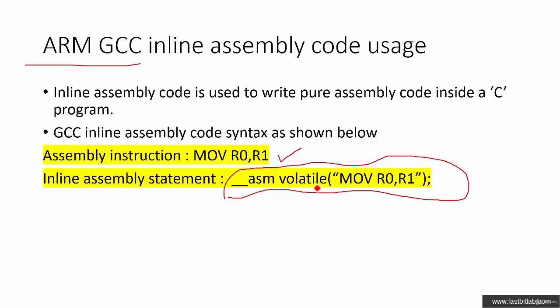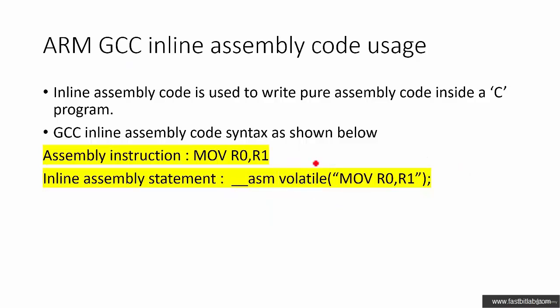First, the inline assembly statement should start with a keyword called __asm, or you can omit the underscores, and you can just write asm, no problem. And after that, there is an optional type qualifier volatile. After that, you have to write your instruction inside parentheses and inside double quotes, and you have to terminate the inline assembly statement with a semicolon. That's the syntax used by the ARM GCC compiler.